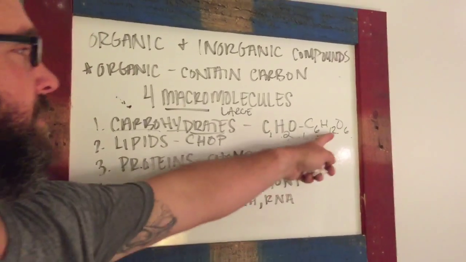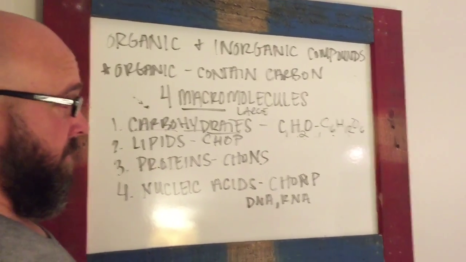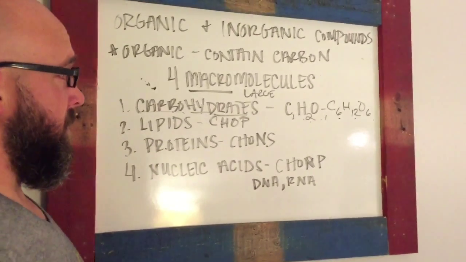This is what every cell needs. This is the food for the cell, the sugar. This is what the chloroplasts make, the plants make, and then we eat.